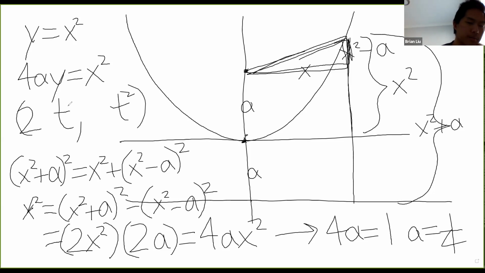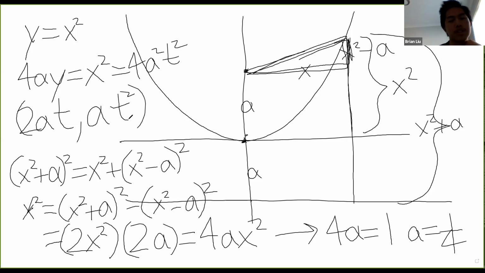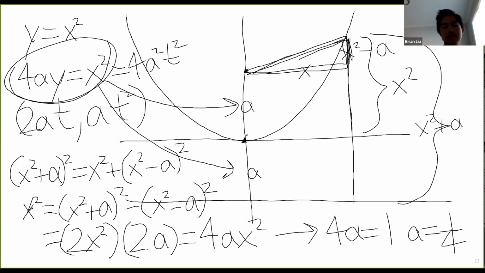So what we do is put 2at for x, and then when x is 2at, you get x squared is 4a squared t squared. So then canceling the 4a's on both sides, we get y is a t squared. So this is the parametric equation, and it's not as insightful as the ones with cosine and sine, but it's still something. This is the equation that tells you about the focus and directrix.